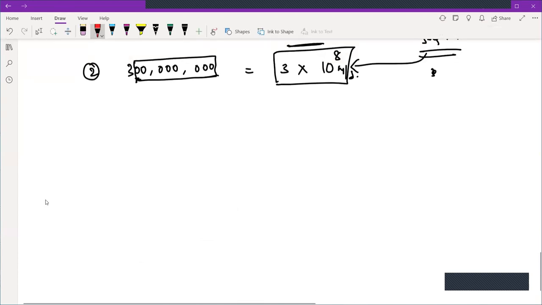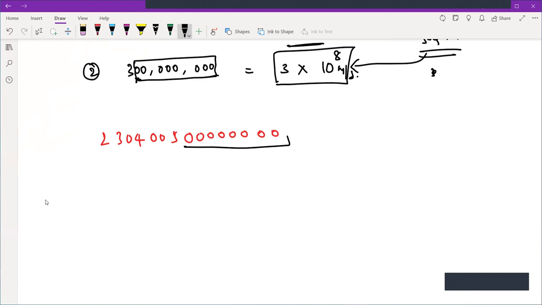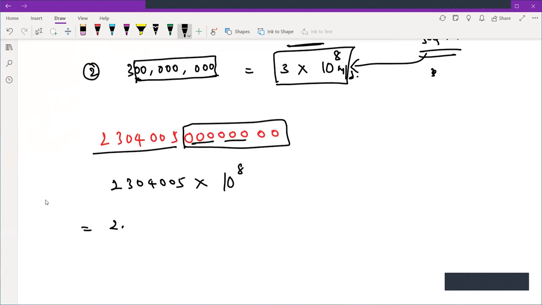So if it is 230004005 into, not into, we'll take zeros. So how do we write this? First, we have to make these zeros as one group. The other one is another group. So this is 2304005 times 10 to the power of 8. Again, this is 2 point.